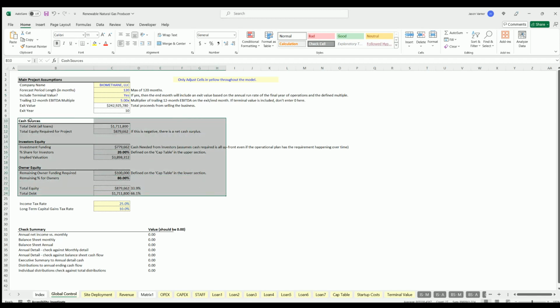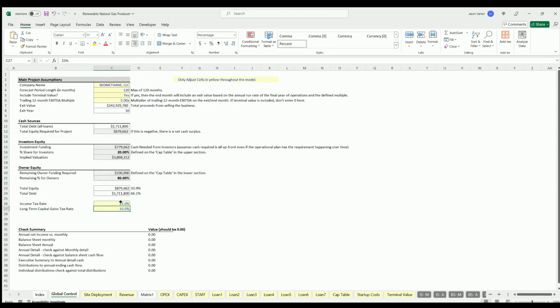Everything else here on the global control is fairly visual. You're just looking at data from other tabs, so cash sources, equity from investors and owners, and then you've got the income tax rate and long-term capital gains rate, if you want to show taxes. Then we've got our sanity checks down here to make sure all of the statements match.